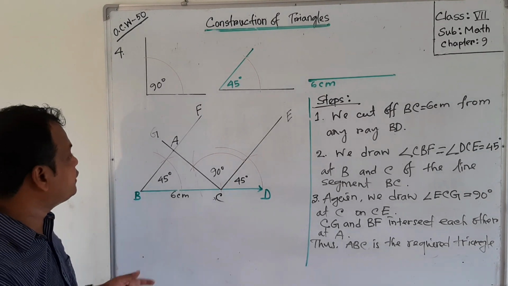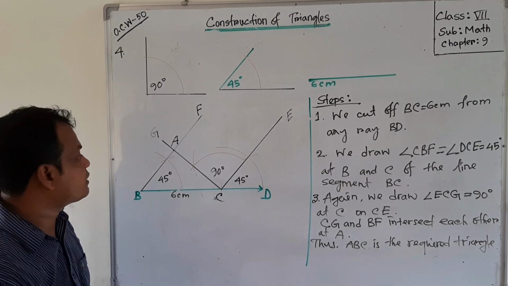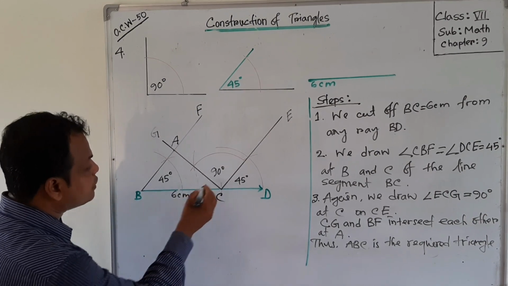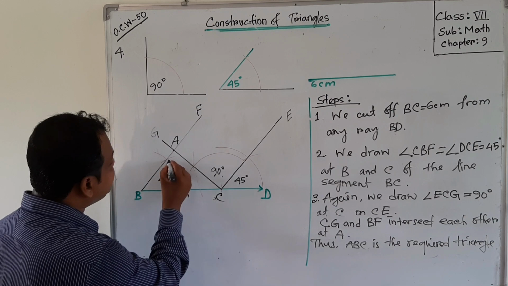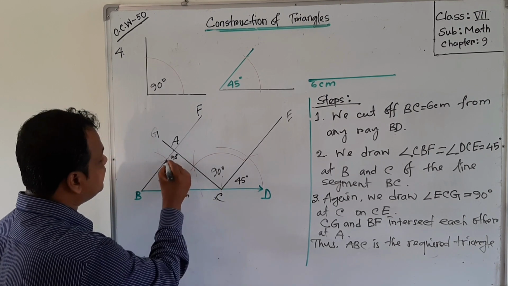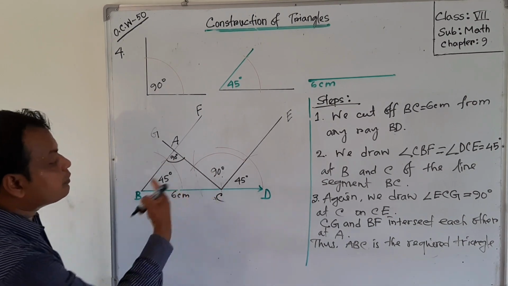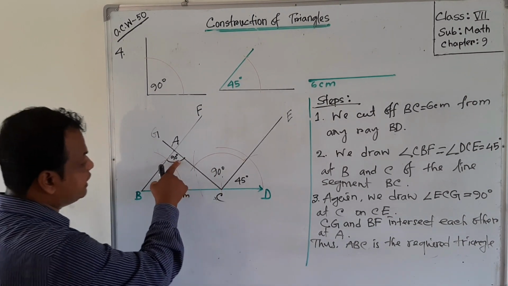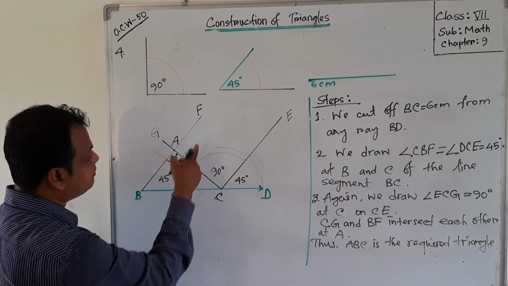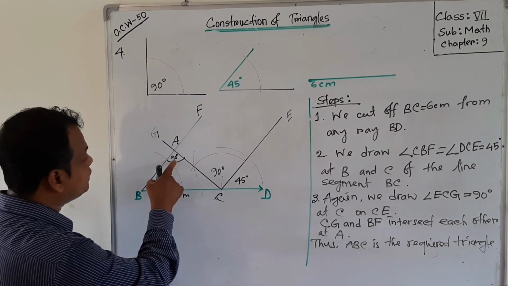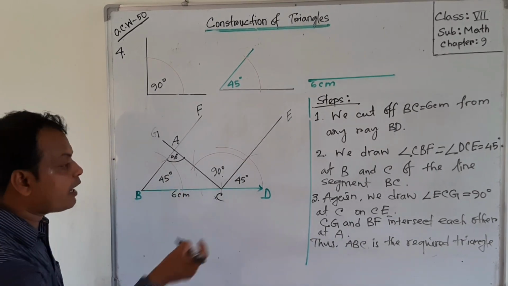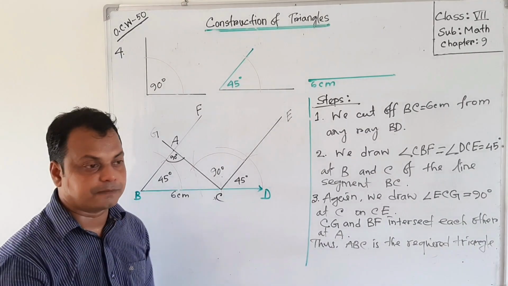Now, according to the given information, 6 centimeter was told to be the side opposite to one of its angles. So this is the 90 degree angle. Value of this angle will be 90 degree. So why it will be 90 degree? This angle and this angle will be equal, because BF and CE are parallel lines. So this angle and this angle will be alternate angles. So value of this angle also will be 90 degree. So according to the given information, we have drawn the figure.